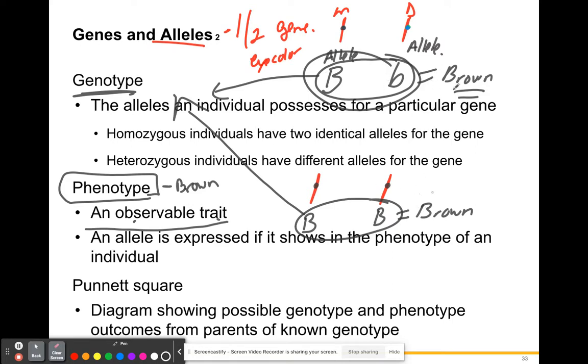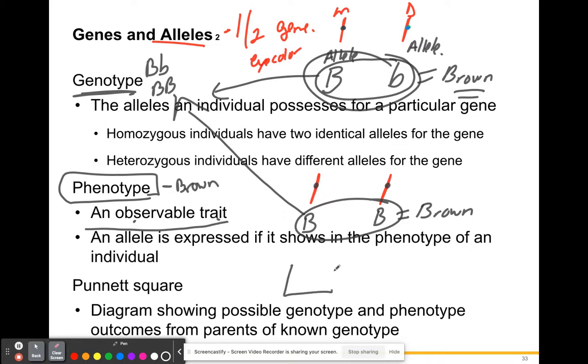So these two people have the same phenotype. However, these two people do not have the same genotype. This person's genotype is dominant, or capital B. This person's genotype is capital B, lowercase b. So their phenotypes are the same, but their genotypes are different. We can show this with something called a Punnett square.